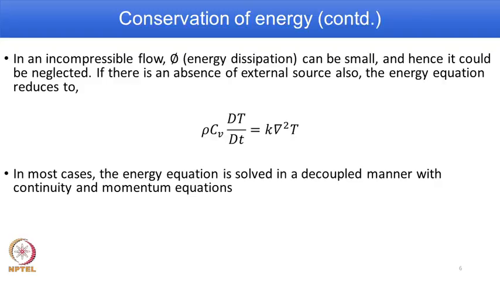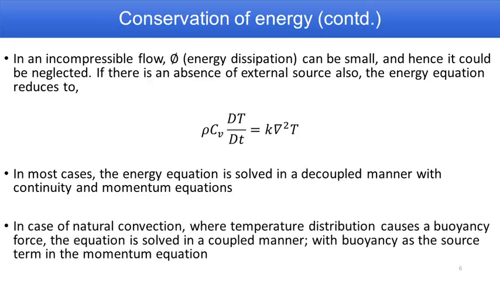For most situations, the energy equation is solved in a decoupled manner from the continuity and momentum equations. Well, what is the meaning of decoupled? You solve the mass equation and momentum equation, get a converged solution for them, then you trigger or activate the energy equation in the code, get a converged solution for the energy equation, then move to the next iteration, and the cycle repeats. So, this is what is known as a decoupled way of solving equations.